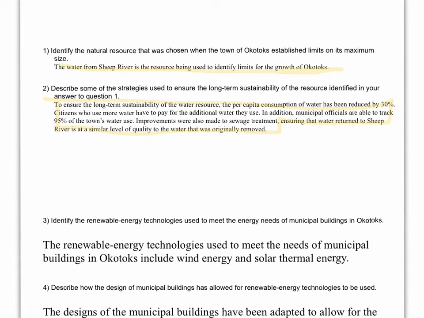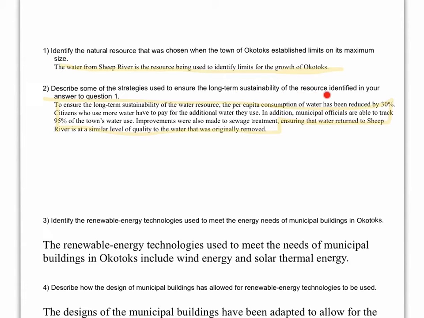So the first question they have about Okotoks is to identify the natural resource that was chosen when the town of Okotoks limited the maximum size. It's the water from the Sheep River as the resource used to identify the growth of Okotoks. It will not go any bigger than the water from the Sheep River can either maintain or control.